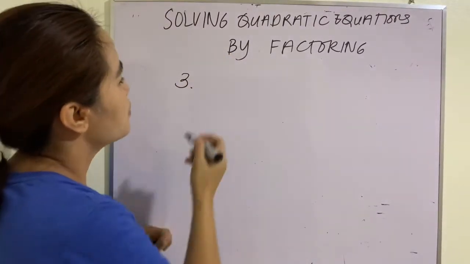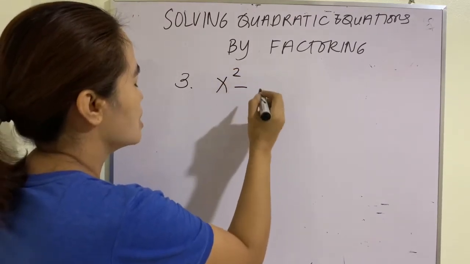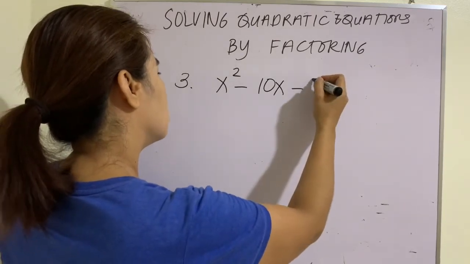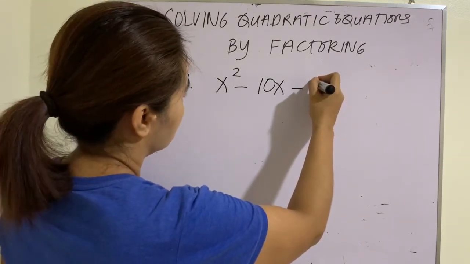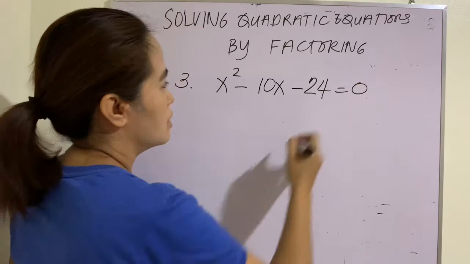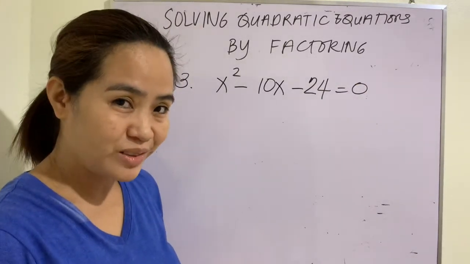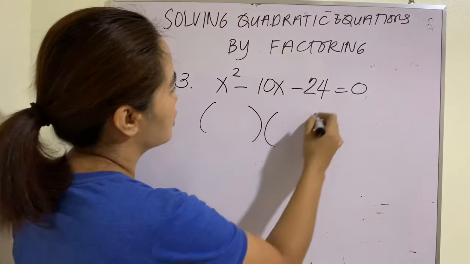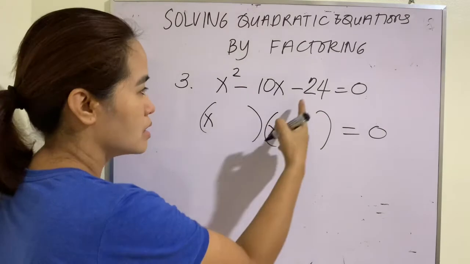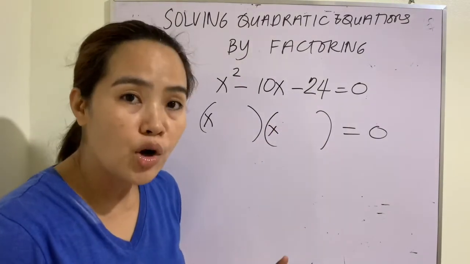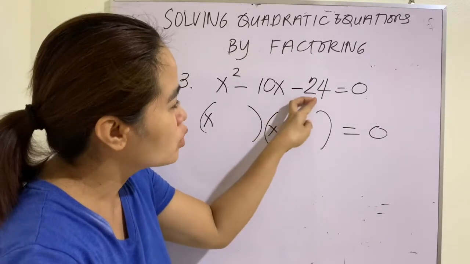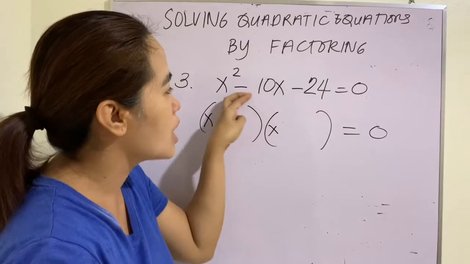Example number 3. Suppose you have x squared minus, let's say, 10x minus, let's say, 24 equals 0. How do we solve this? Okay, so first, you get the factors of this. This is x squared, so x and x. You factor negative 24, whose sum is negative 10. Meaning, you have to get factors of negative 24 whose sum is negative 10.